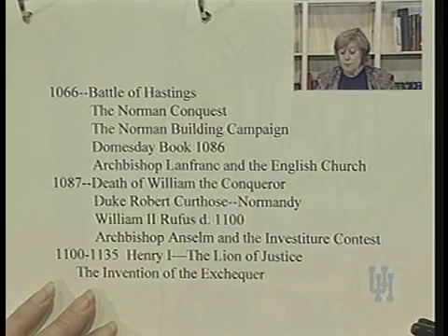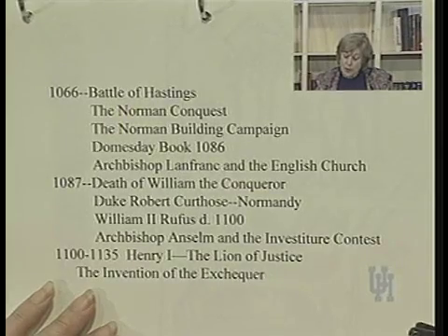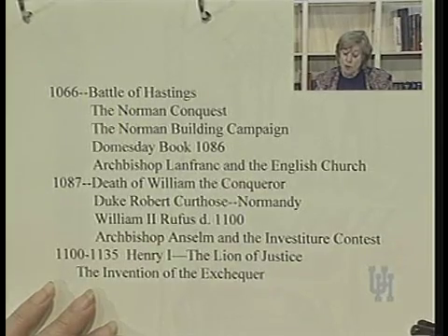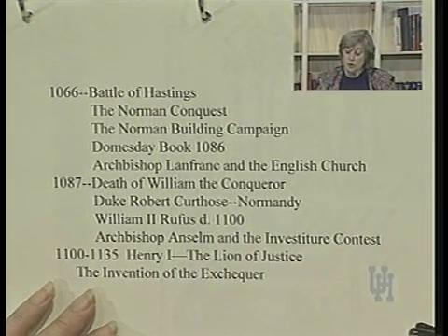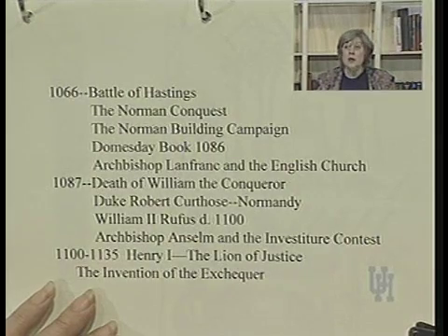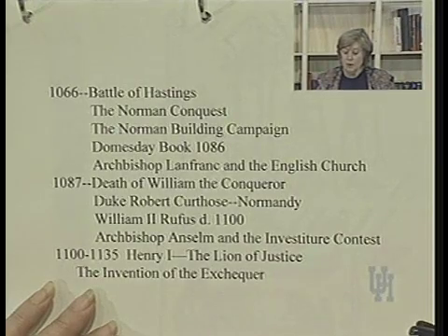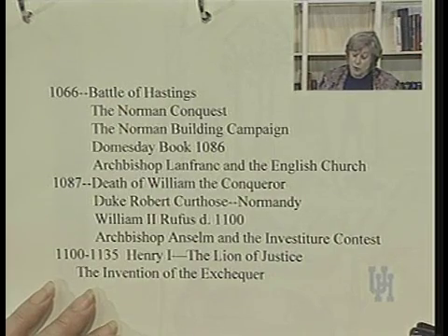Archbishop Lanfranc reformed the English church and set the pattern that the English church would follow ever after. At the death of William the Conqueror, his oldest son, Duke Robert Curthose, inherited Normandy, and his second son, William II Rufus, inherited England. William Rufus has the reputation of being the worst king that England ever had, and he died in an accident scarcely 13 years later in 1100.